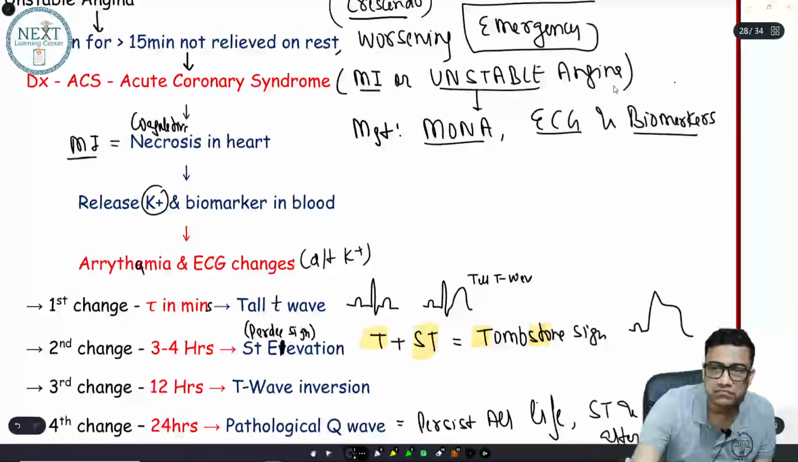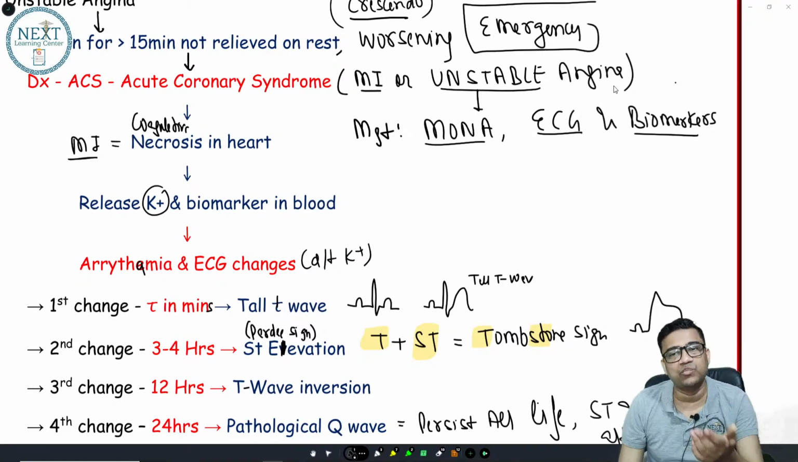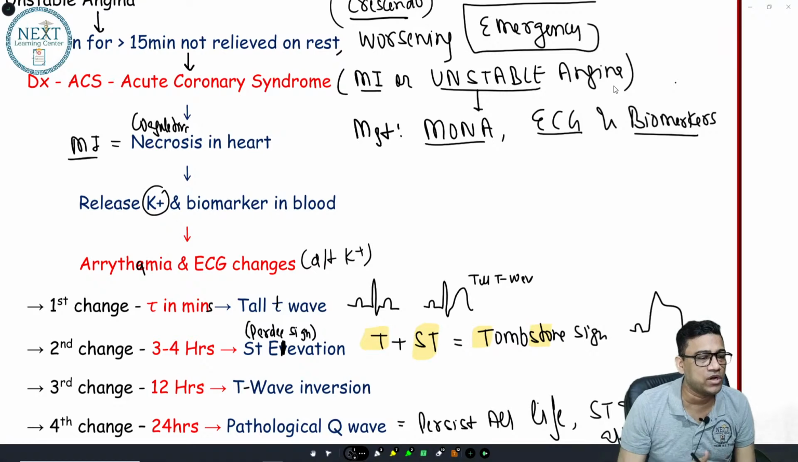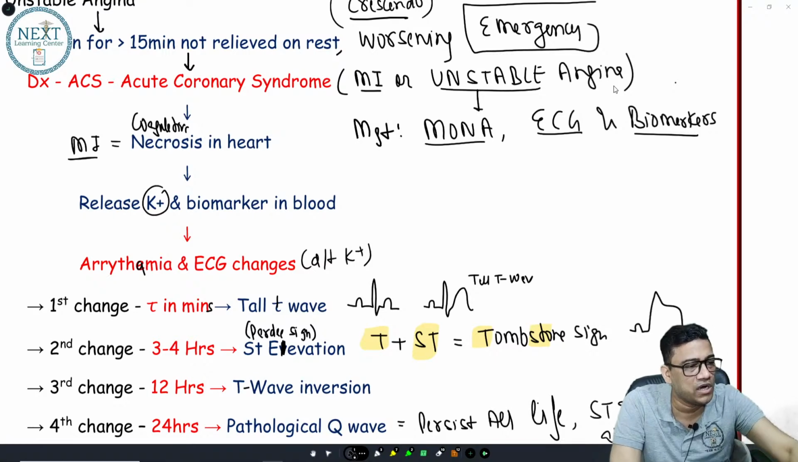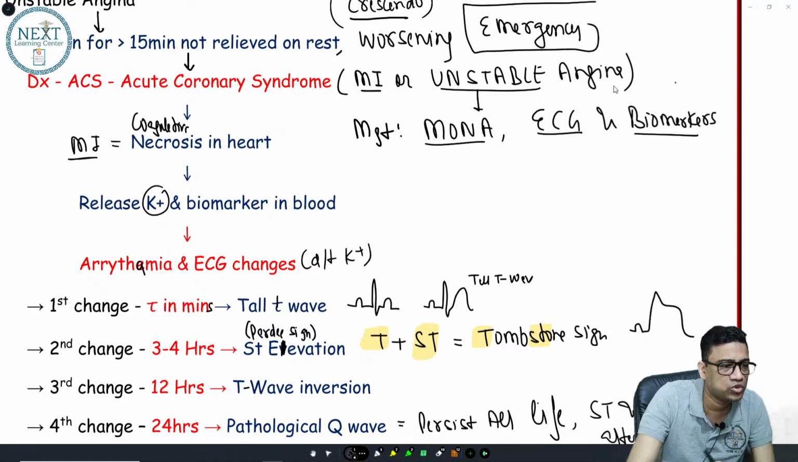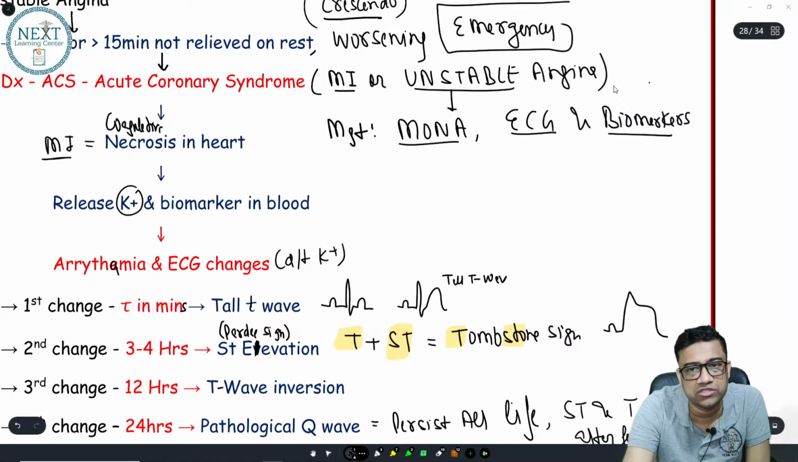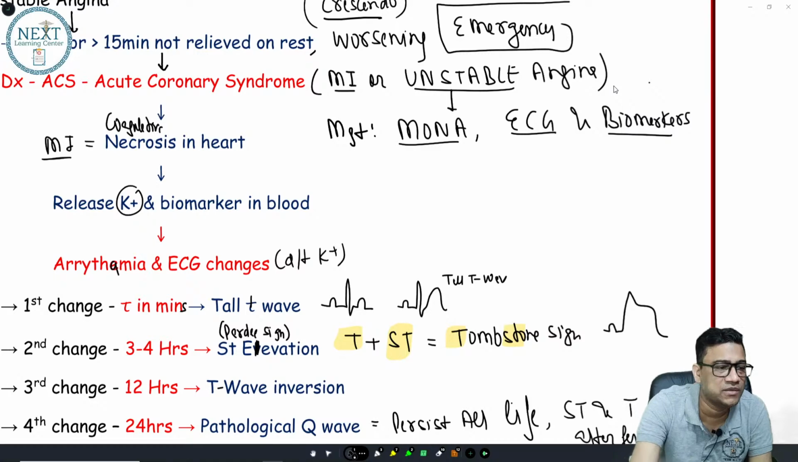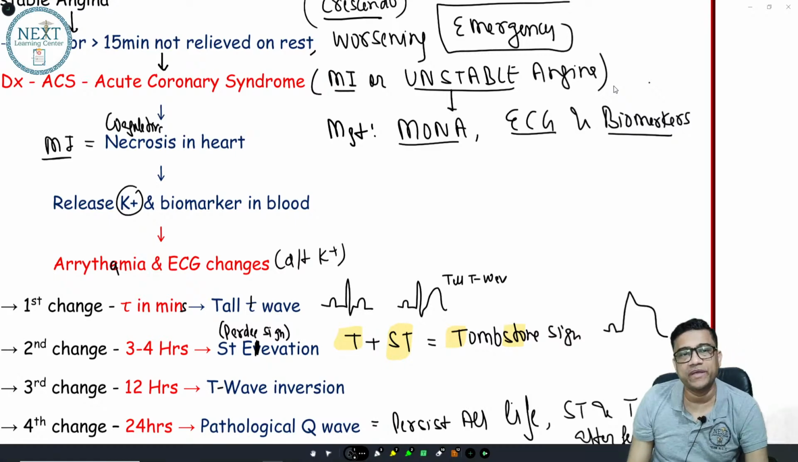Next question, what is the management? MONA. So remember, this patient is moaning, you give him MONA. So moaning patient with pain, give the MONA. What we need to give? MONA is to be given to the patient. Next question. What is the diagnosis? It could be MI or could be unstable angina. So what are the two diagnoses? It could be your MI or it could be unstable angina.